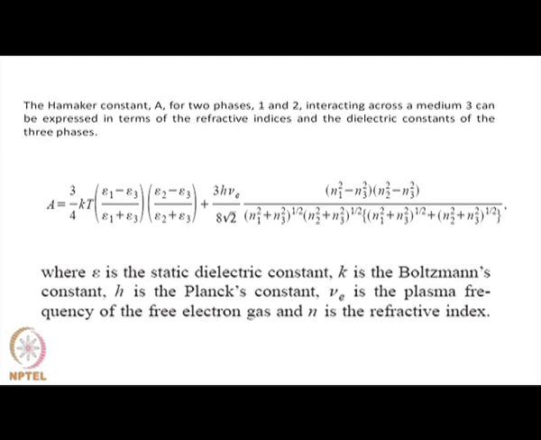So, the two phases 1 and 2 are the solid and the vapor, and they act across a medium 3, which is the liquid film that separates phase 1, the solid, and phase 2, the vapor. And it has been shown that these interactive forces are functions of the refractive indices and dielectric constants of the three phases. So, we have epsilon, which is the dielectric constant, K is the Boltzmann constant, H is the Planck's constant, and N1, N2, N3 are the refractive indices of the three phases.